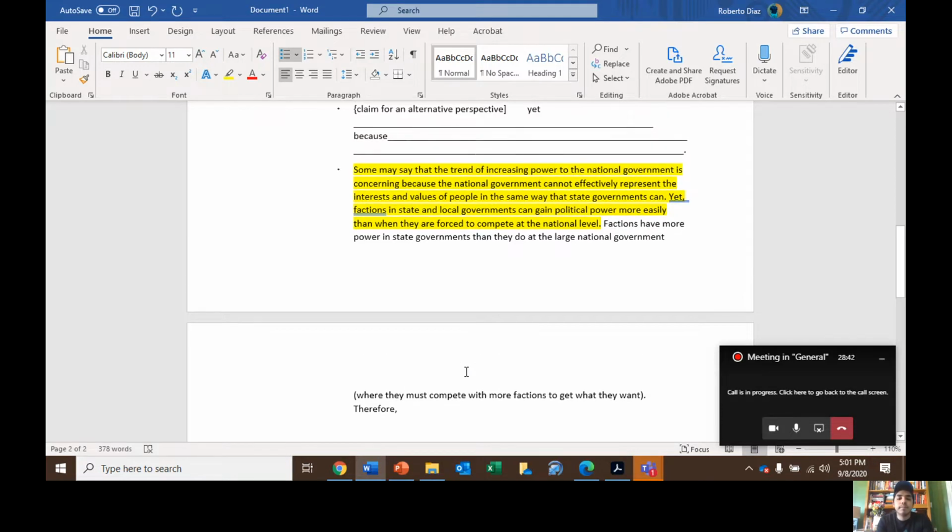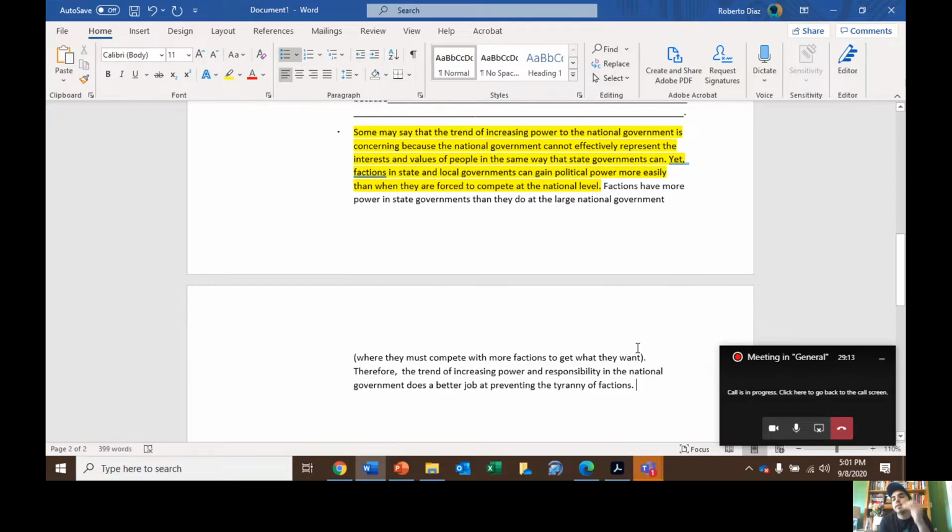Therefore, the national government, with a trend of increasing power and responsibility, does a better job at preventing the tyranny of factions.